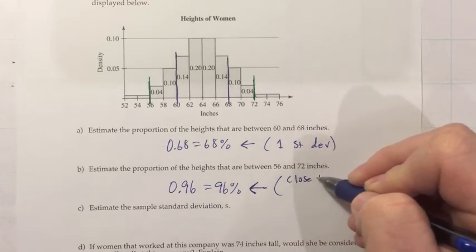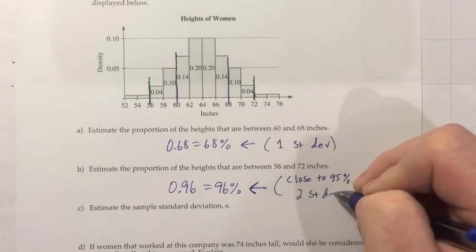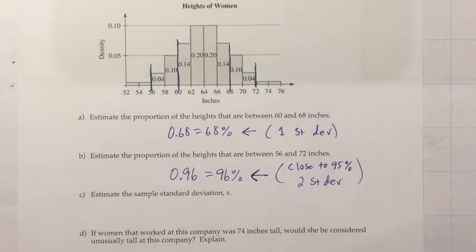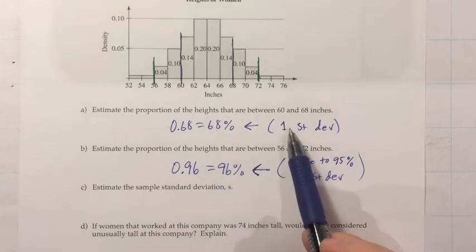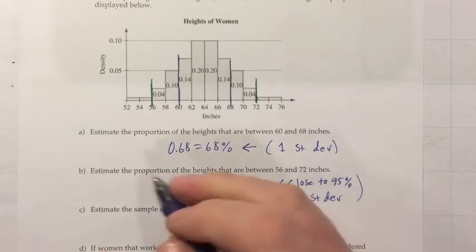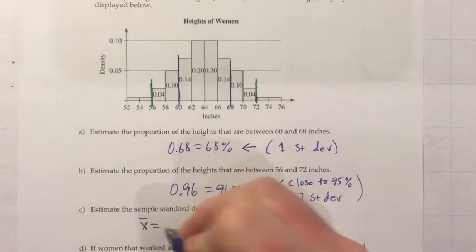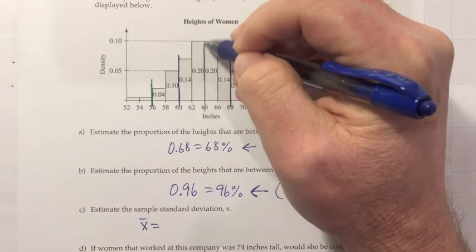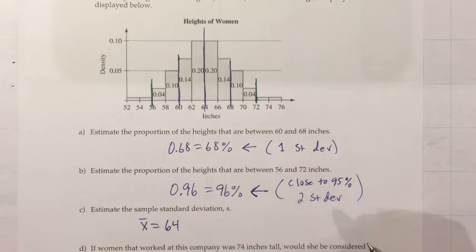So because that's close to 95%, that should make me think about 2 standard deviations away from the mean, according to the empirical rule. And then estimate the sample standard deviation. Well, it looks like this number matches up with 1 standard deviation, and this matches up with 2. For symmetric data sets, so they didn't ask me to estimate the mean, but I kind of need it, so let me write x bar first. X bar on a symmetric data set would be kind of that point of symmetry, which is right here. That's kind of where the mirror imaging is. So it looks like the mean is 64.